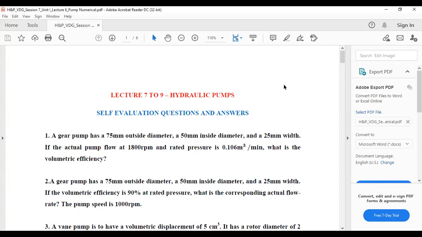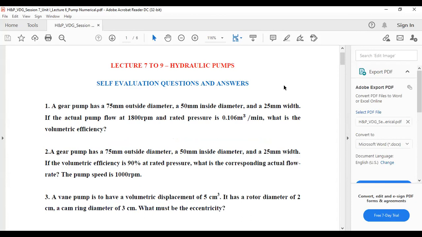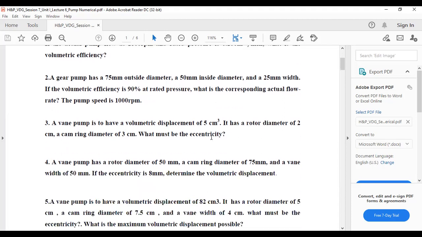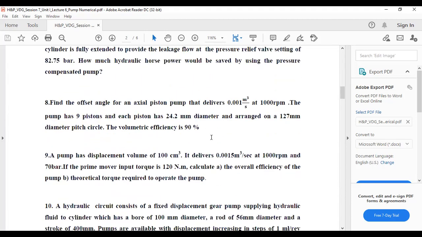Self evaluation questions and answers. First problem: a gear pump has a 75 mm outside diameter, a 50 mm inside diameter, and 25 mm width. If the actual pump flow at 1800 RPM and rated pressure is 0.106 meter cube per minute, what is the volumetric efficiency? So here we are calculating volumetric efficiency. We know volumetric efficiency equals actual volume upon theoretical volume.